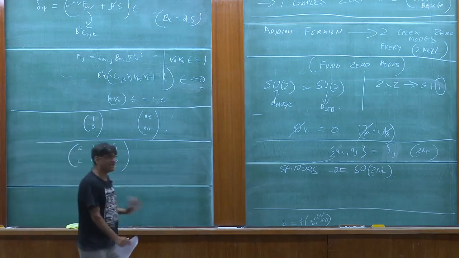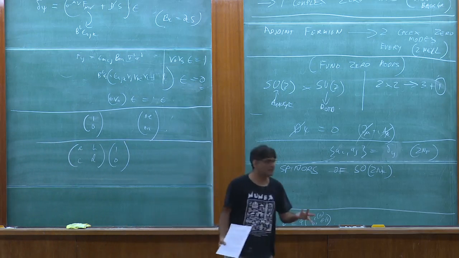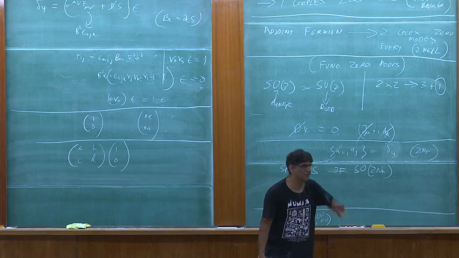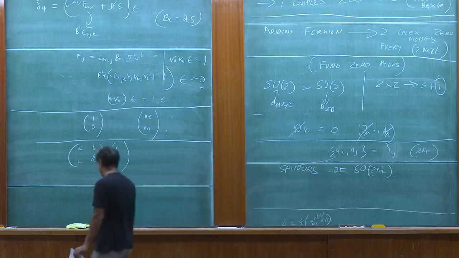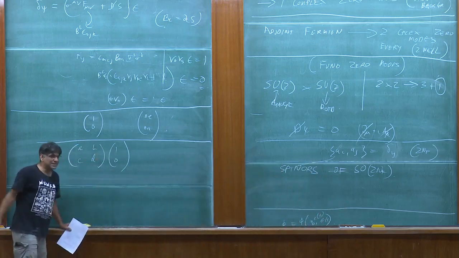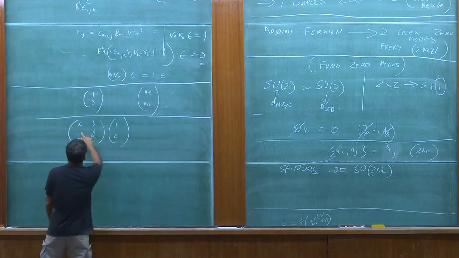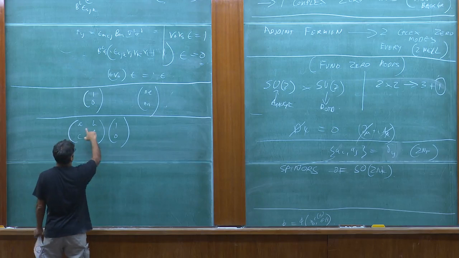Same as acting with SL(2,Z) on (0, 1), because that is an SL(2,Z) element that takes (1, 0) to (0, 1), namely tau goes to minus 1 by tau. Well, these guys belong to SL(2,Z). So let's see what charges we get. By doing this, we get A here and C here.